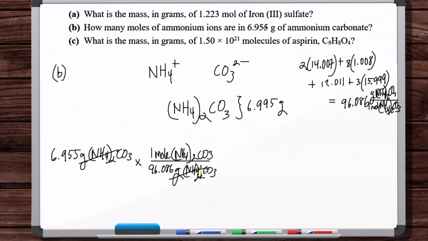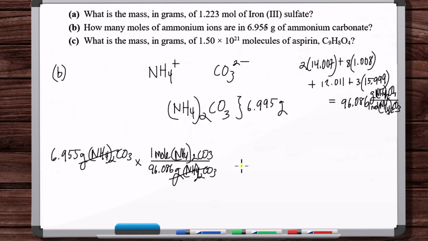Okay, so now we're in moles of (NH4)2CO3. So we have a count of these units here, these groups of (NH4)2CO3. So what is the question asking us? It's saying how many moles of ammonium ions are in this 6.955 grams of ammonium carbonate. So, okay, here's the 6.955 grams of ammonium carbonate as a count.